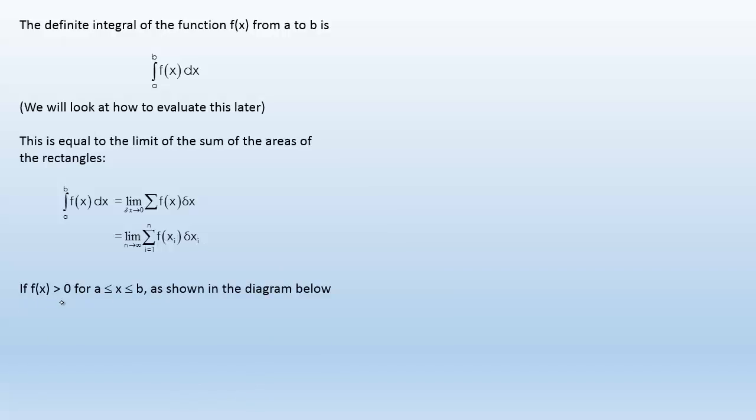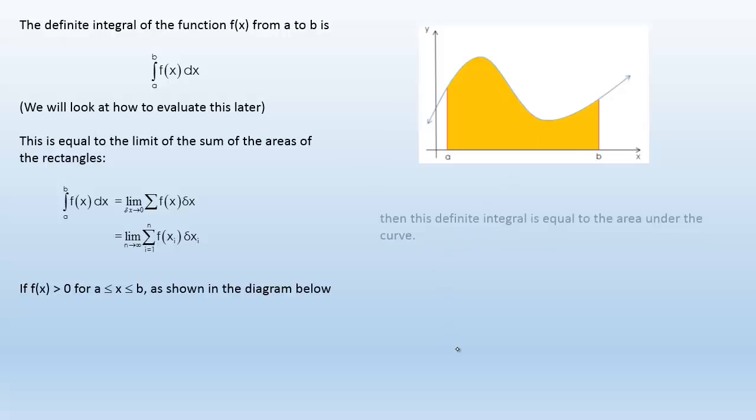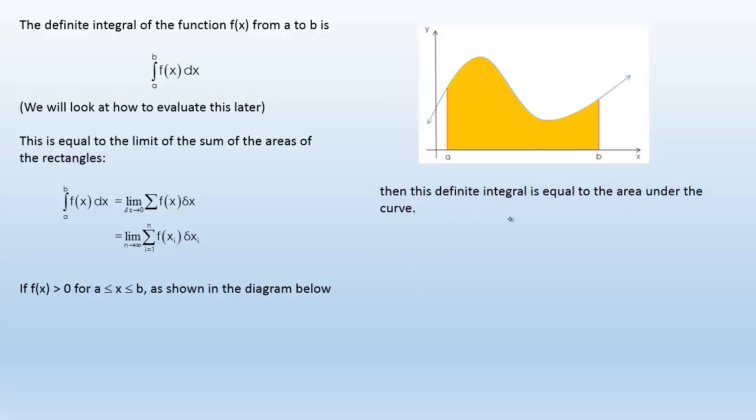If f of x is greater than 0 for x between a and b, as shown in the diagram, well actually up here, so we've got an f of x where the curve is above the x-axis, which is what this means, for all values of x between a and b, the definite integral in this case is equal to the area under the curve.